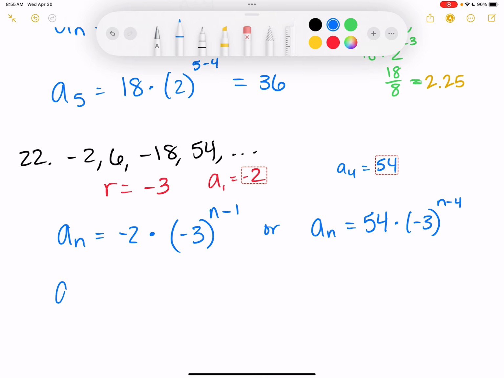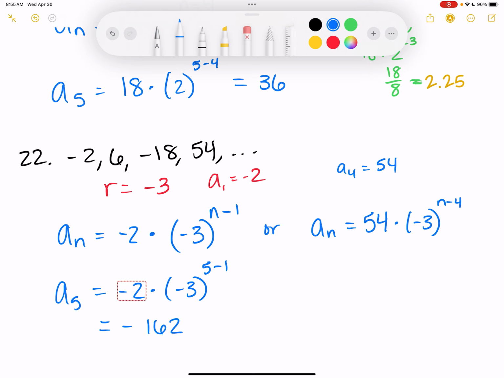Anyway, so then a sub 5, I'm going to use this formula because it's obviously easier than this one. Well, I guess to a point, but -2 times -3 raised to the 5 minus 1. So -3 raised to the 4th would be positive 81 times -2. What is that, 162? And this was positive, this is negative, so this is going to be a negative 162.